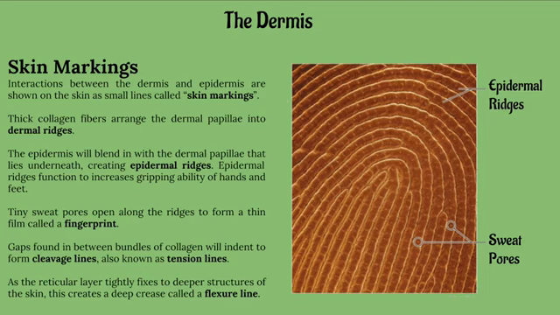They form a thin film in between bundles of collagen fibers. You'll find gaps, and these gaps will indent, forming cleavage lines or tension lines. As the reticular layer anchors tightly to underlying structures, it will create deep creases named flexure lines.